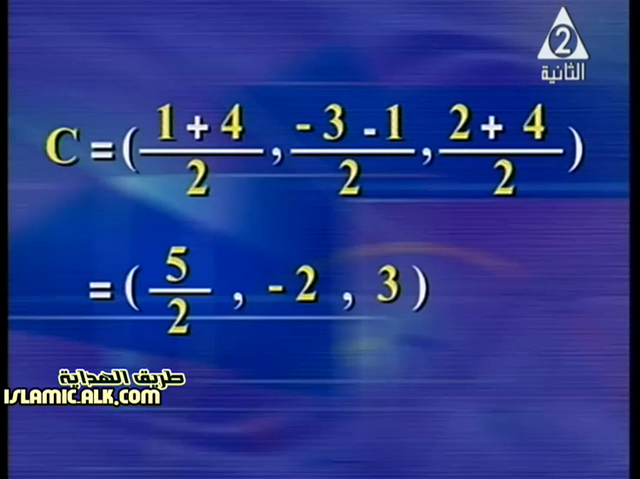Remember, dear student, AC equals CB, or AC is half AB, or CB equals half AB. When we find the midpoint between 2 points in space, we use the rule (x1 + x2)/2, (y1 + y2)/2, (z1 + z2)/2. The answer is 5/2, -2, and 3.